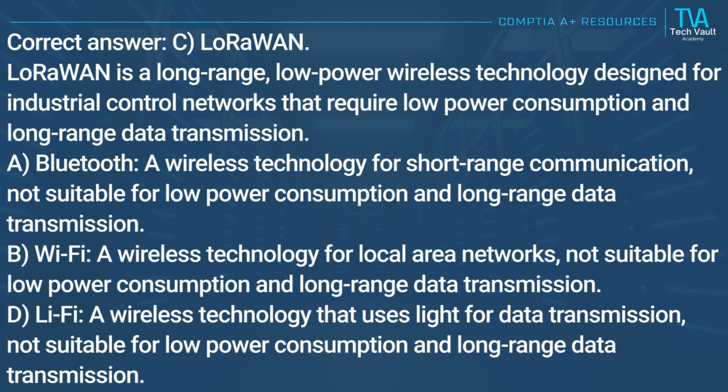Correct answer, C. LoRaWAN. LoRaWAN is a long-range, low-power wireless technology designed for industrial control networks that require low power consumption and long-range data transmission. A. Bluetooth, a wireless technology for short-range communication, not suitable for low power consumption and long-range data transmission. B. Wi-Fi, a wireless technology for local area networks, not suitable for low power consumption and long-range data transmission. D. Li-Fi, a wireless technology that uses light for data transmission, not suitable for low power consumption and long-range data transmission.